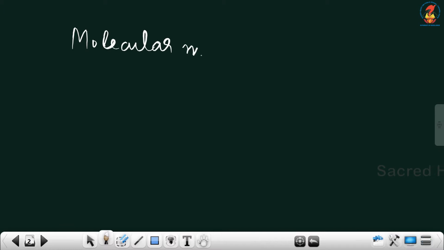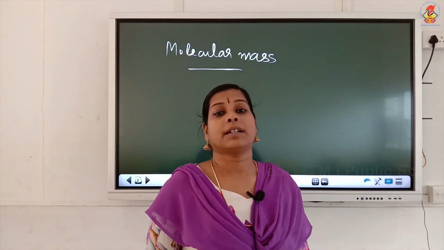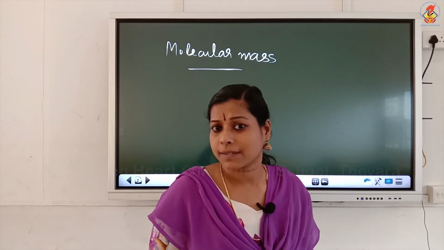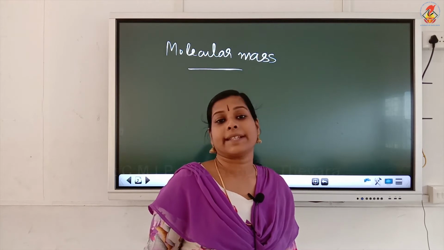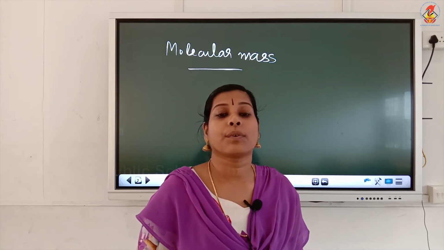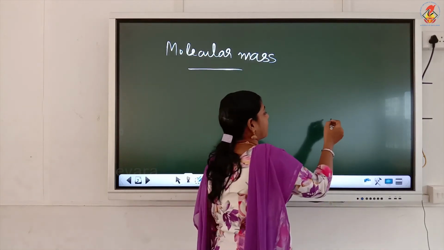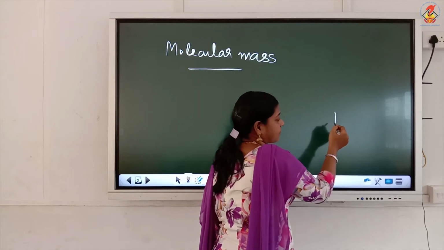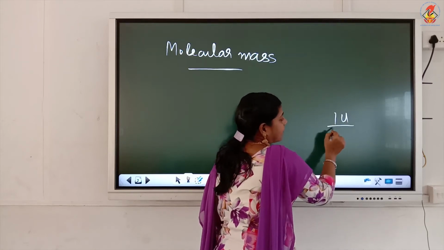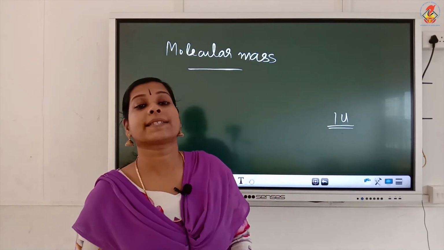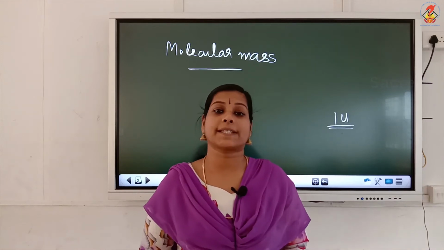What do you mean by molecular mass? Before telling the molecular mass, we can just recollect atomic mass. Atomic mass is the mass of an atom, and its unit is unified mass. Suppose hydrogen's atomic mass is 1, then it is written like this: 1 U. Now, moving on to molecular mass, the mass of a molecule is known as molecular mass.